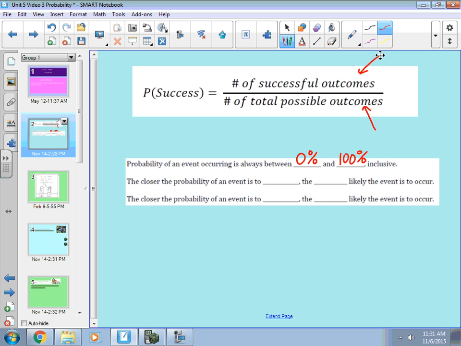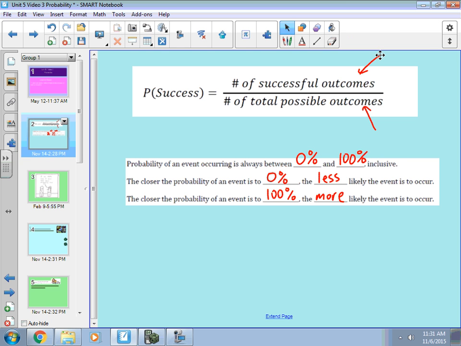You could have 0% chance of something happening, or you could have a sure thing where you know it's going to happen 100% of the time. The closer a probability is to 0 means that the outcome is less likely to occur. The closer your probability is to 100%, that means the more likely it is to occur. So anything in between, you can kind of judge by that. If it's right in the middle at 50, then you got an equal shot of it happening or not happening.